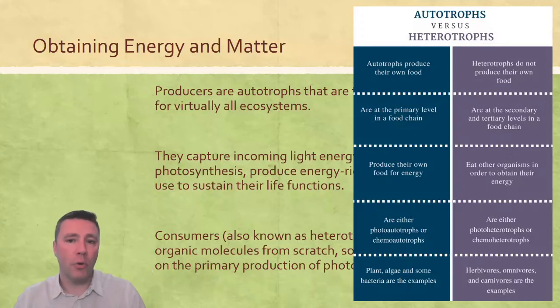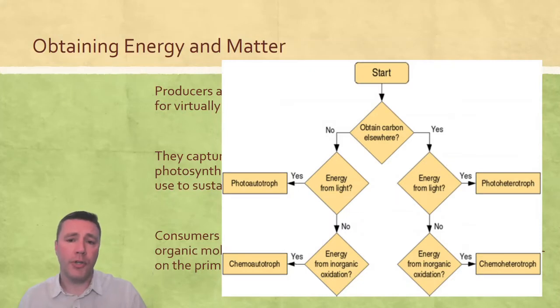And autotrophs, of course, include things like plants and algae and some kinds of bacteria, whereas heterotrophs are all animals and fungi. This chart here will help us make the distinction between those four groups of organisms. This flowchart here is going to help us to categorize organisms into one of these four groups.